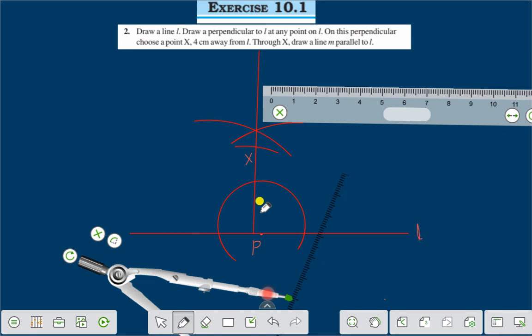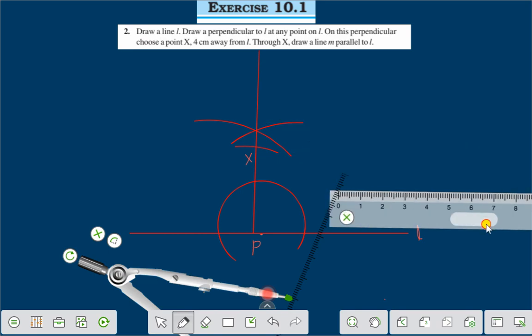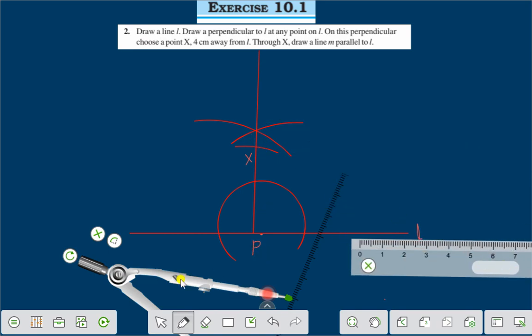Then we have to make a 90 degree angle here. So this angle and the alternate angles will be equal, and the lines will be parallel to each other. Let us make a 90 degree angle at point x.